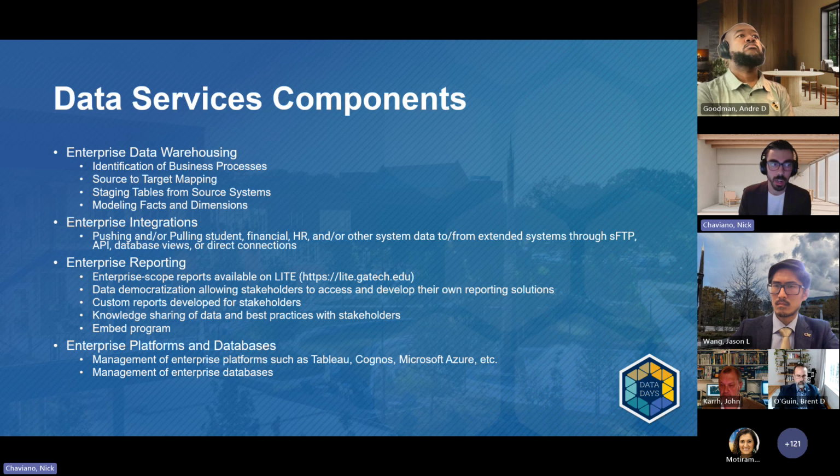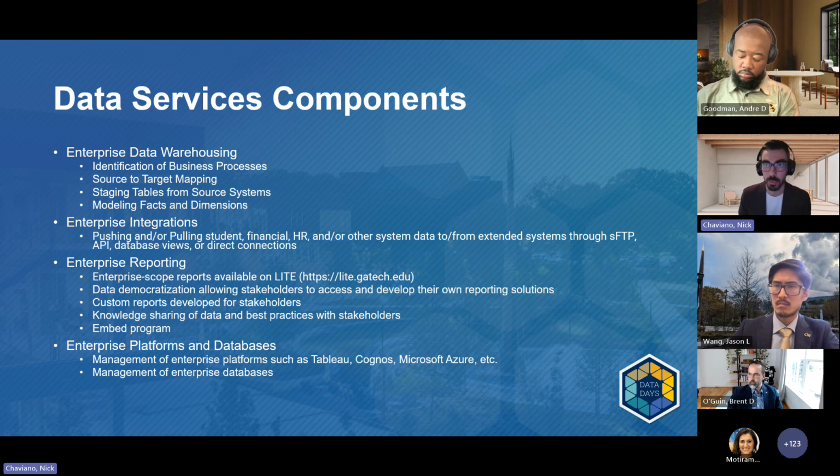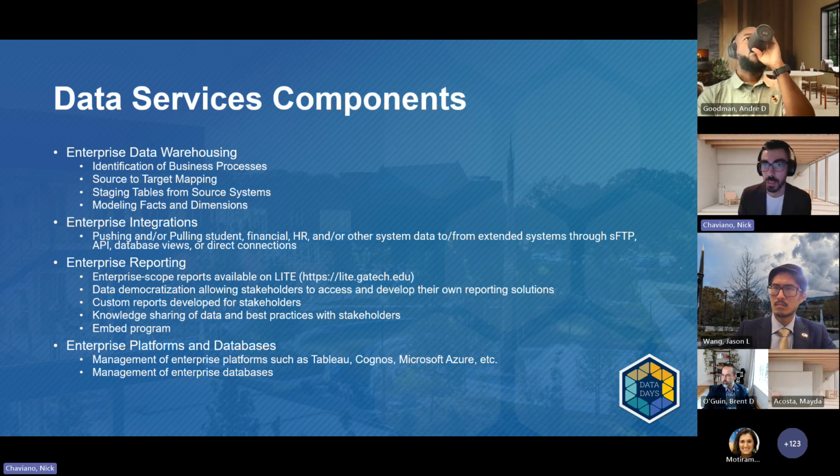Additionally, we have an enterprise integrations team, and this is the pushing and pulling of data from one system to another. Think about all of these CRM systems across campus. Let's just take as an example the Salesforce team, which uses a system that's been purchased. It needs data in order to function. So the integrations team here at Georgia Tech will take data from the systems that need to feed into Salesforce and then drive data into those systems so that it can be fully supported.